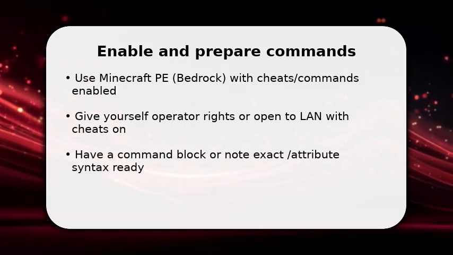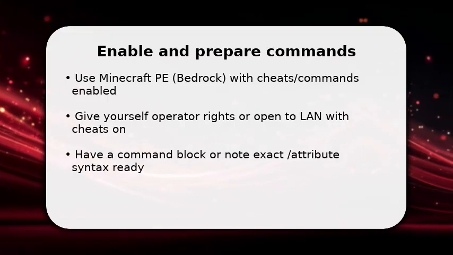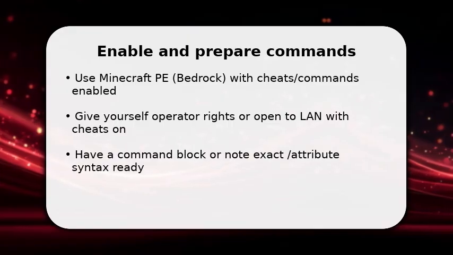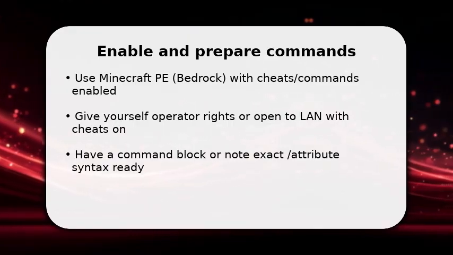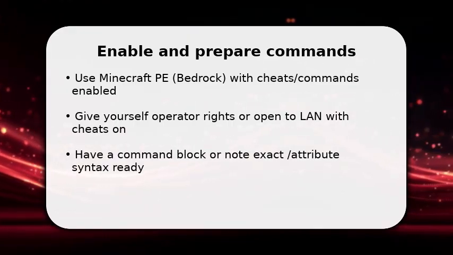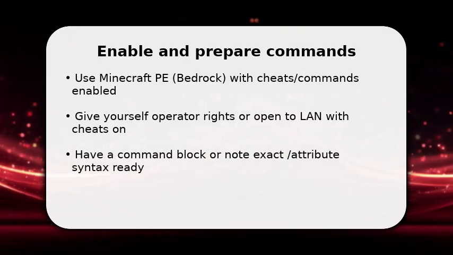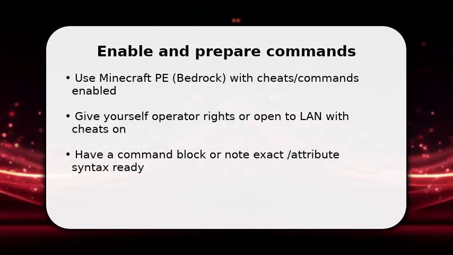Start by identifying the exact attribute ID you want to change, for example, generic.max_health or generic.movement_speed, and confirm the target player or entity. Make sure you have a backup world and a test armor stand or dummy player to avoid unintended changes.